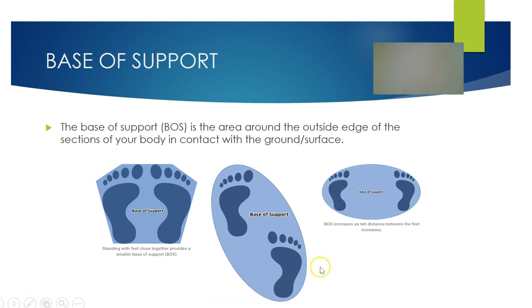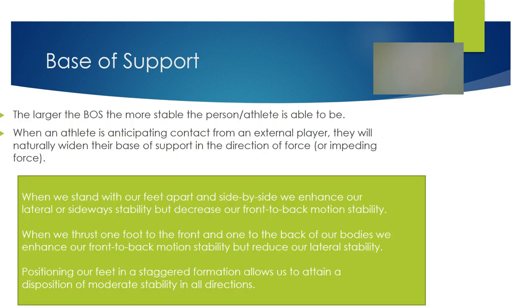Let's have a look at this one. So base of support increases as the distance between the feet increases. So if we have a wide base of support, try and hit a badminton smash now, you're probably much more stable. Okay, and then we've got that staggered base of support, which obviously provides a lot of stability for a range of sports. So the larger the base of support, the more stable the person or athlete is able to be.